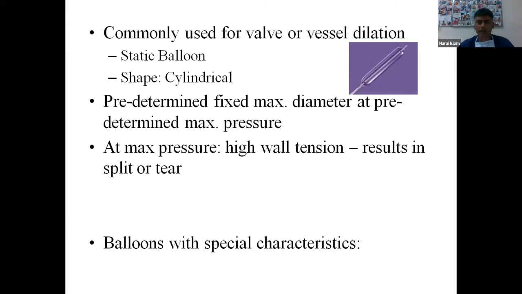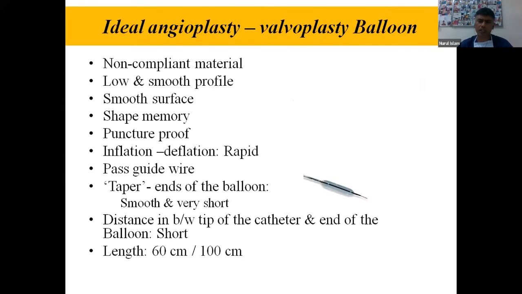And there are some other types of balloons also which are not frequently used, but those are for theoretical knowledge we should know before going into the lab also. The ideal angioplasty balloon should be made of non-compliant material. Otherwise, the dilatation of the balloon will not be uniform and can cause injury to the surrounding structures. Low and smooth profile, and its surface is very smooth. The profile is very important.